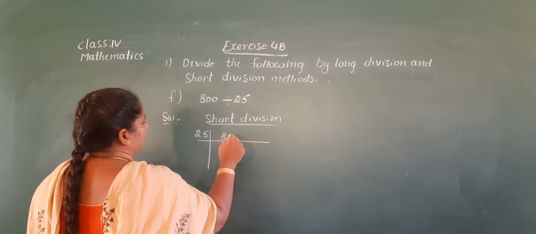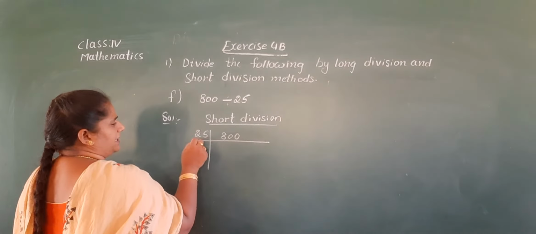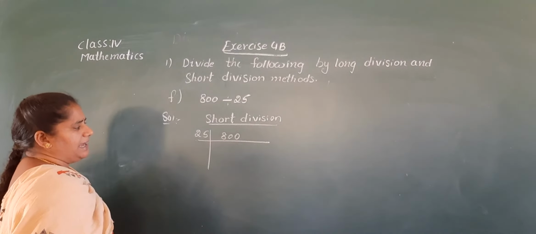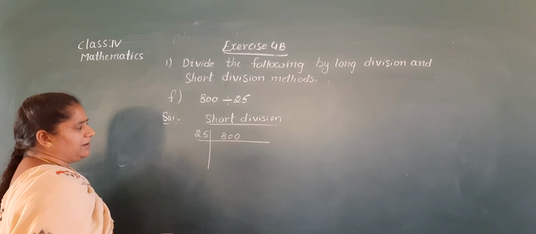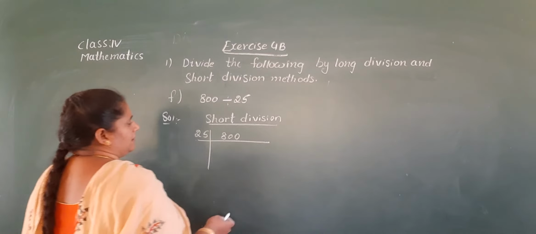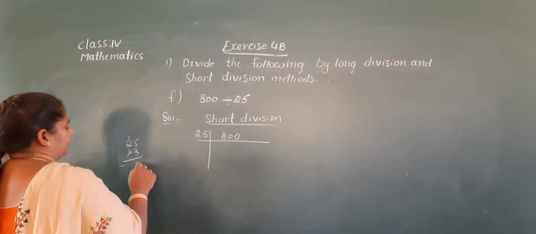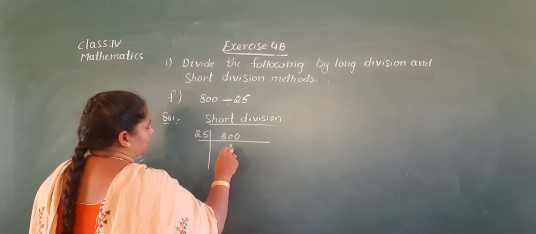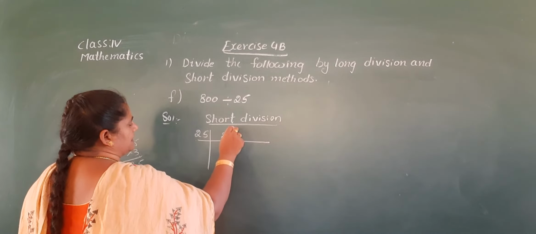25 table, 800. So first, 8 is not divisible by 25, so take two digits, 80. How many times does it come? 25 ones are 25, 25 twos are 50, 25 threes are... if you don't know, write the 25 table on the side. 3 fives are 15, 3 twos are 6 plus 1, 7, 75. So write 3 in the quotient place. 25 threes are 75 and gives 5 as a remainder.